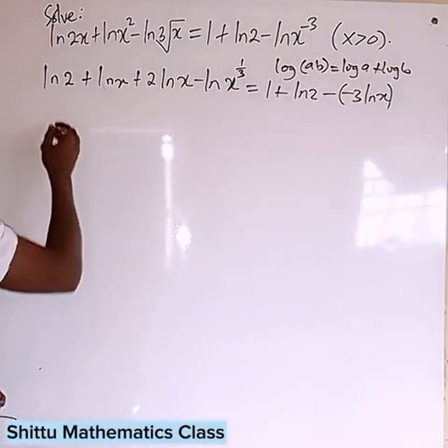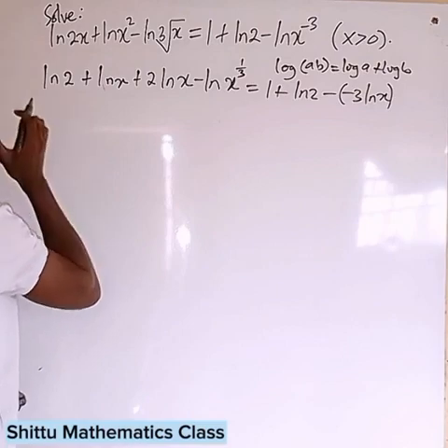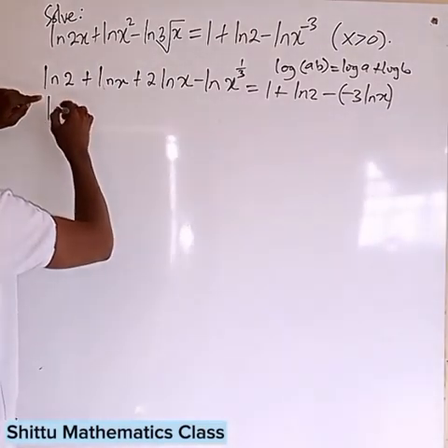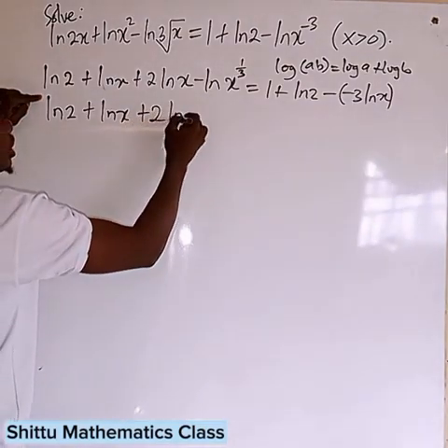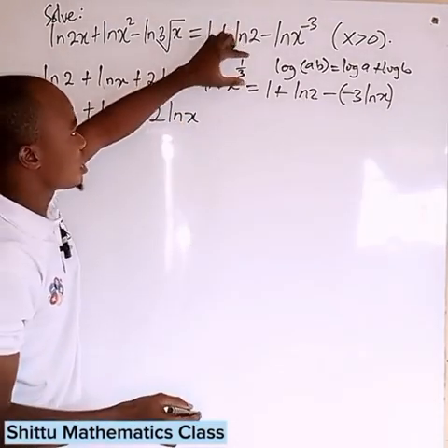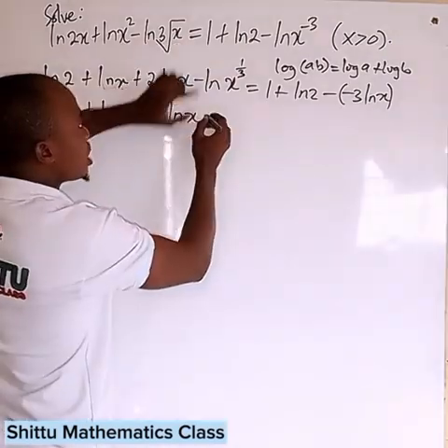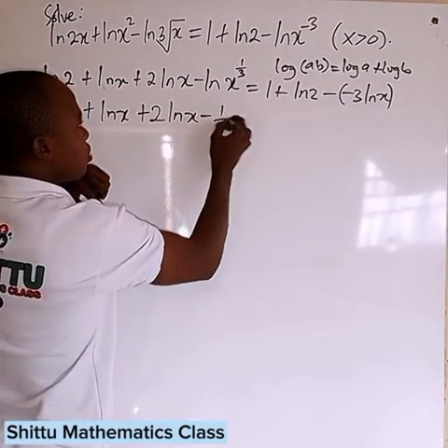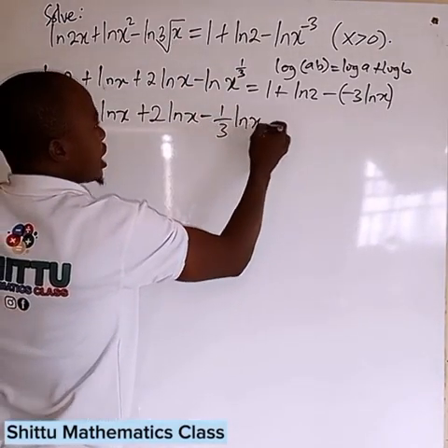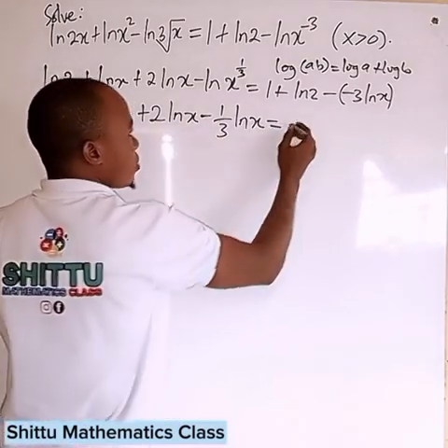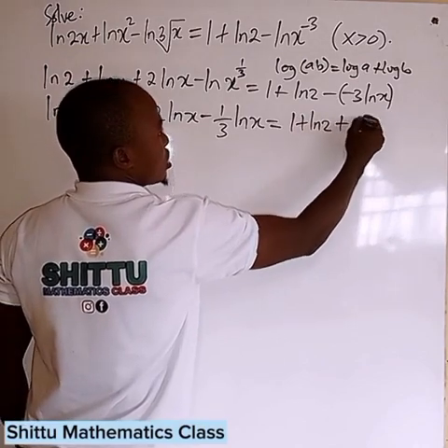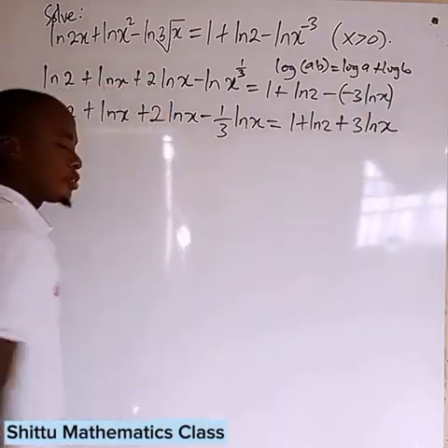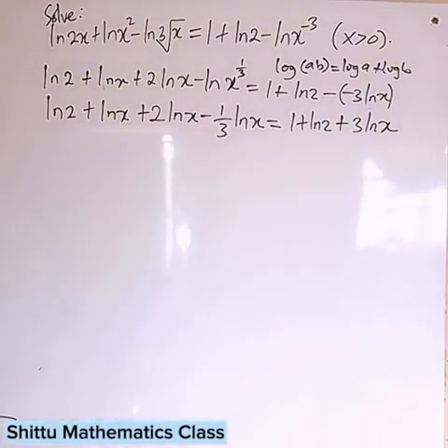So now from there, the next thing we are going to do is, I can see that I have ln 2 plus ln x plus 2 ln x. Now this 1 over 3 will come down. We are going to be having minus 1 over 3 ln x equals 1 plus ln 2. Minus times minus will give us plus 3 ln x. Are you following?